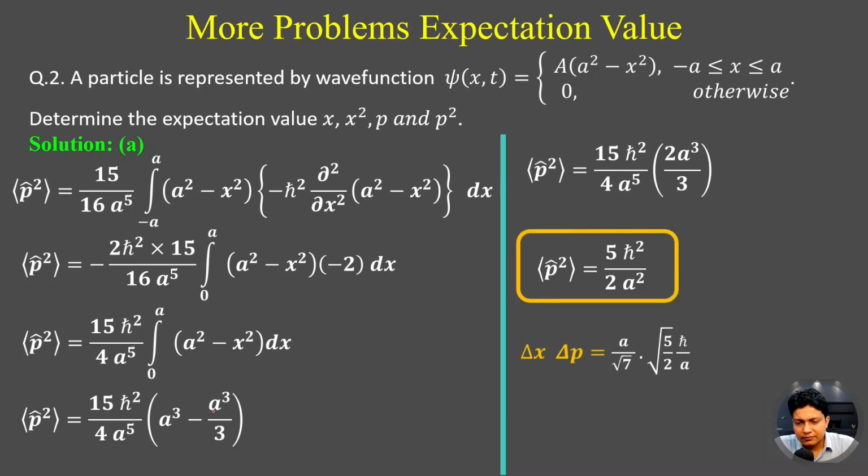Now the uncertainty product can also be calculated here, because the expectation value of x and the expectation value of p are equal to 0. So only the expectation value of x² and the expectation value of p² contribute to the uncertainty product. So this will be a/√7 times √(5/2) ħ/a. After solving, this will be √(5/14) ħ/a. So if we solve this, it will be greater than ħ/2.